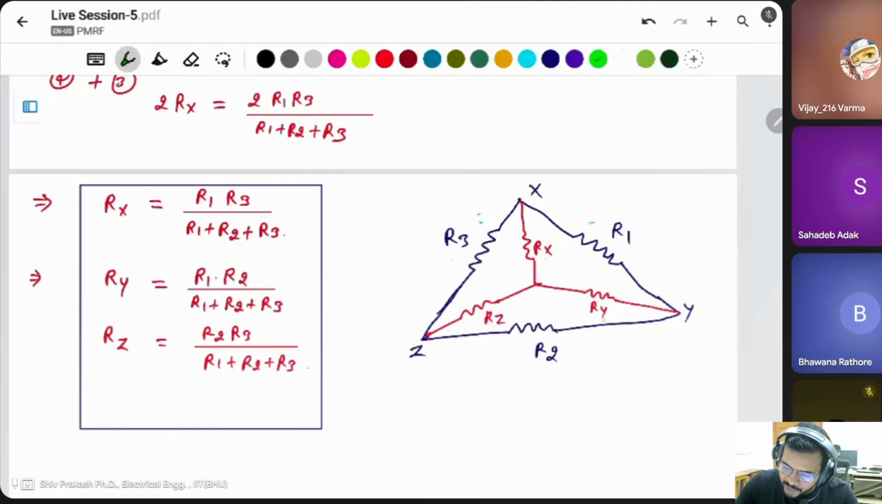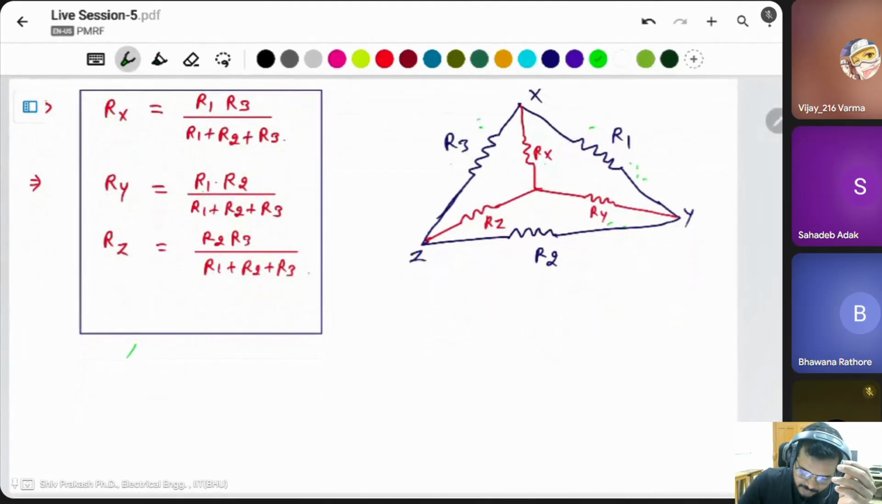Same thing if you want to find Ry, then Ry is connected between R1 and R2, then multiplication of these two resistors R1 R2, divided by the sum of all. Same thing for Rz, it is connected between R2 and R3, then multiplication of R2 R3 divided by the sum of all resistances. Okay, this is the conversion from delta to star.